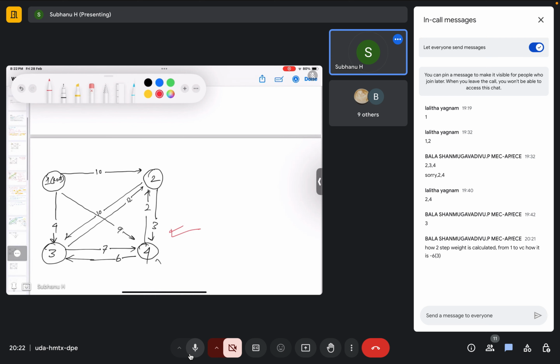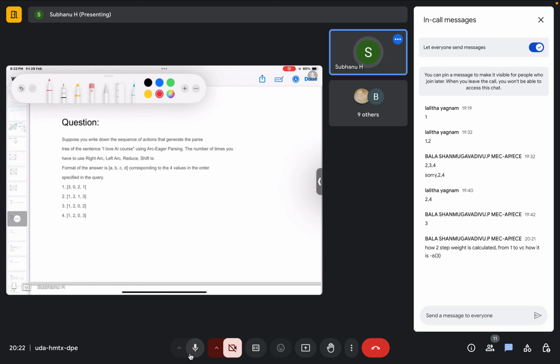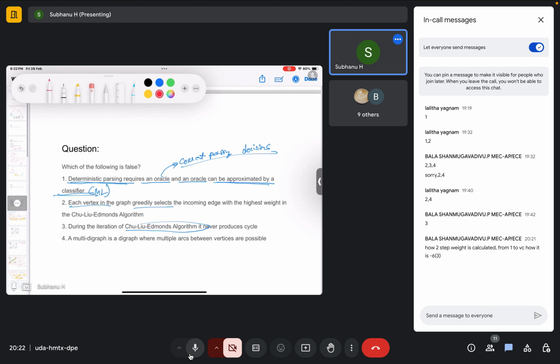Okay. So now let us try to solve this. We had this one: each vertex in the graph greedily selects the incoming edge with the highest weight in the Chu-Liu-Edmonds algorithm. In the Chu-Liu-Edmonds algorithm, for finding the maximum spanning tree for a directed graph, every vertex except the designated root initially selects the incoming edge with the highest weight. So this is also a true statement.